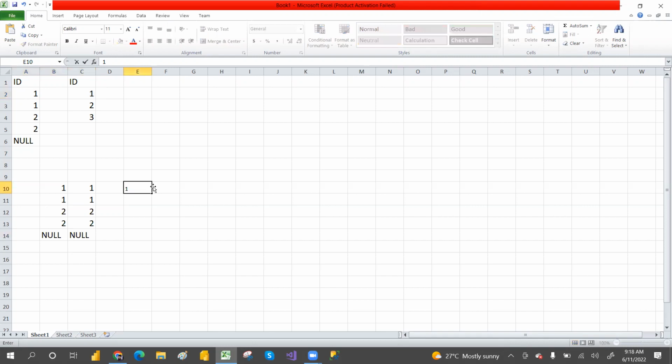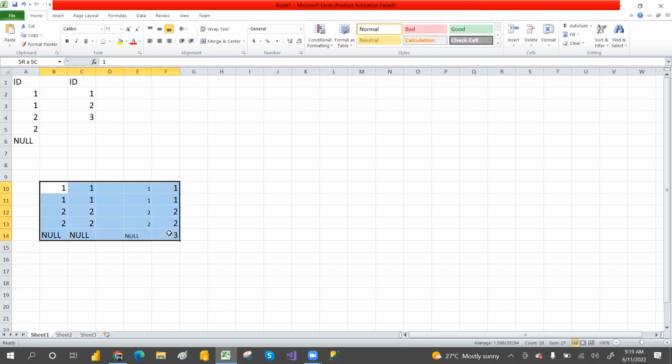And the right outer join means: 1, 1, 1, 1, and 2, 2. Here null and here 3. So in this right outer join, 3 is there in the right table, but it is not matching with the left table. That is the reason it's null. Okay, very good.